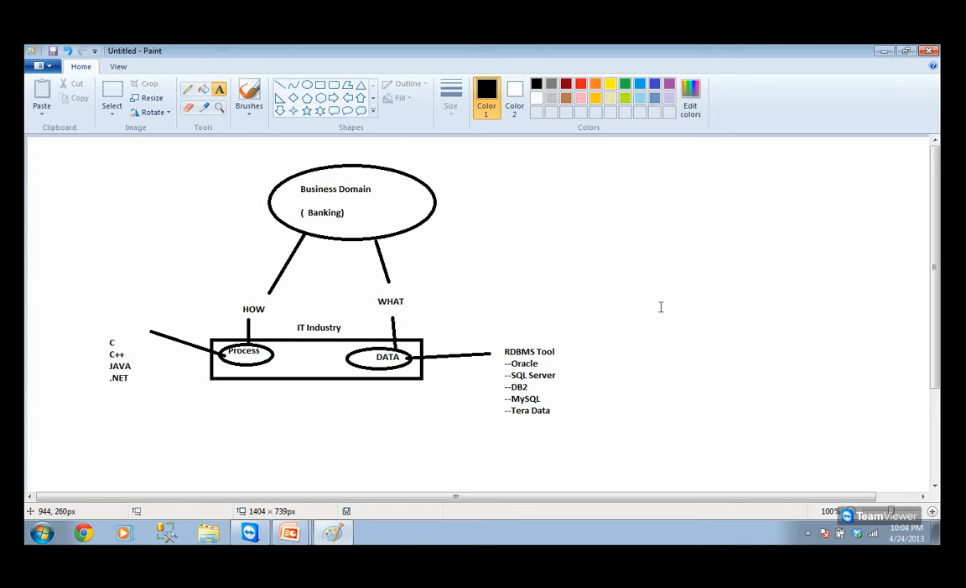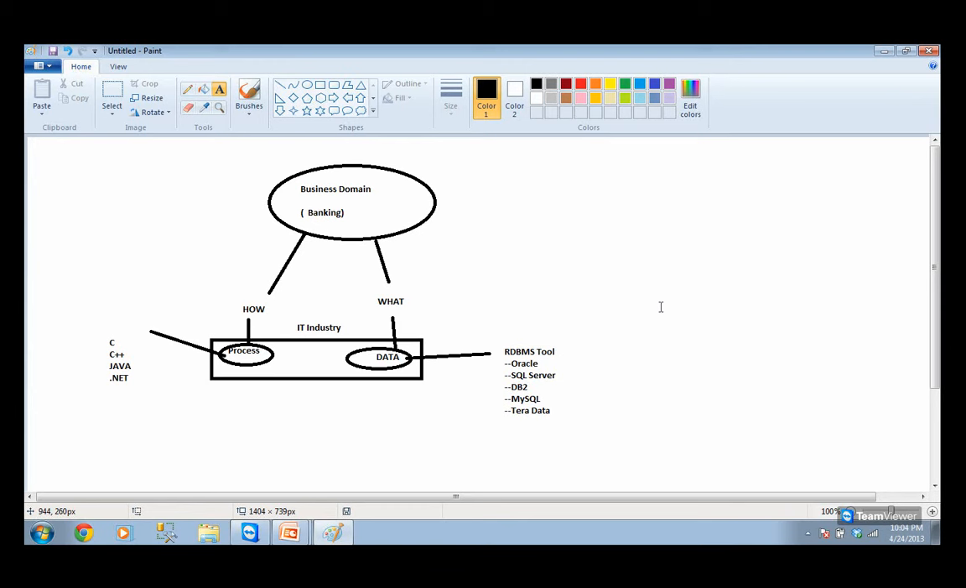Okay, so this is what any IT industry would do for you. IT industry is always there to automate a company's processes. It is there to automate a company's data. But the question is, how do I understand a banking each and every process?